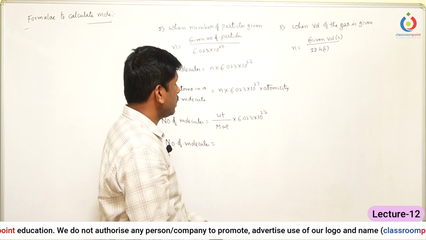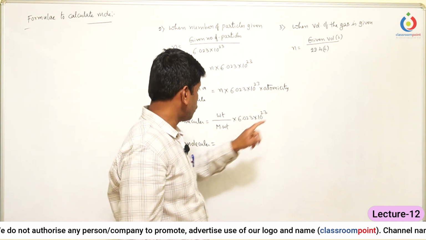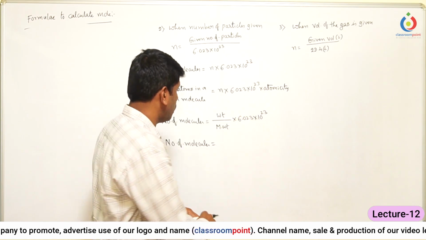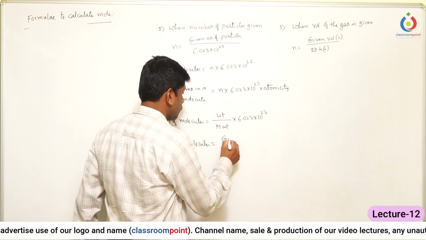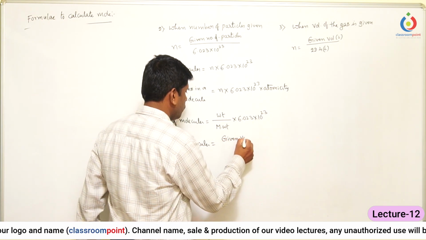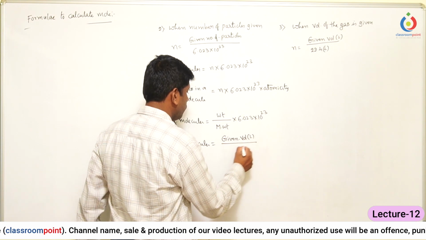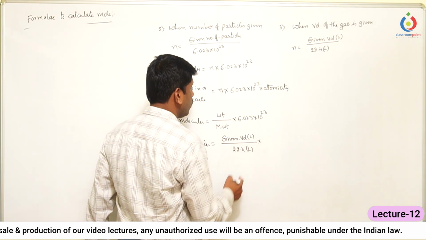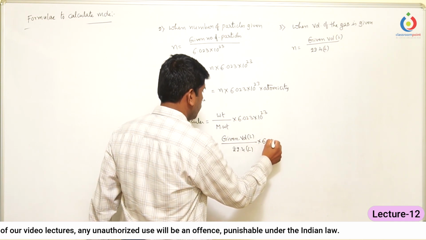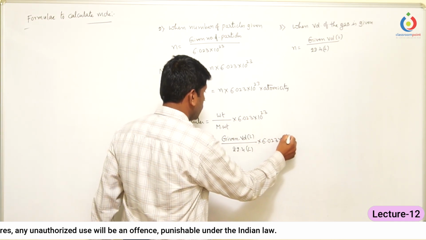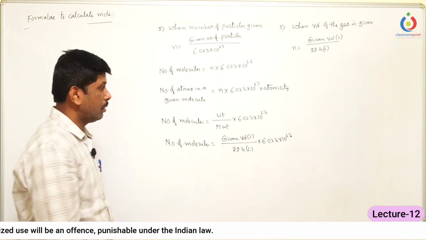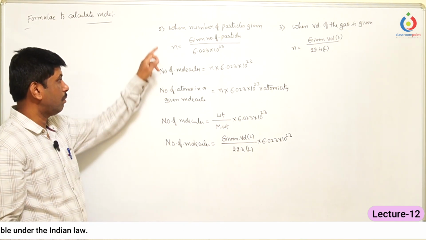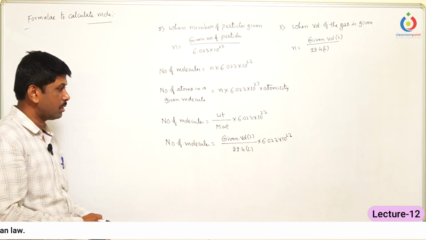So if volume is given, but they are asking us to calculate the number of molecules, then in the place of n substitute that formula. So here it is given volume in liters divided by 22.4 liters into Avogadro's number 6.023 into 10 power 23. So let us try to solve the questions using these 5 formulas: 1, 2, 3, 4, 5 formulas.